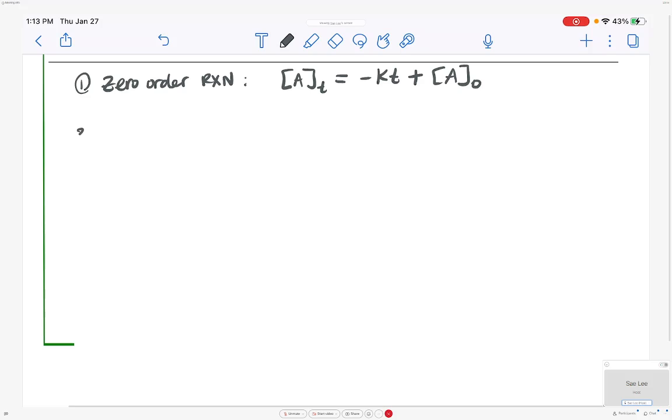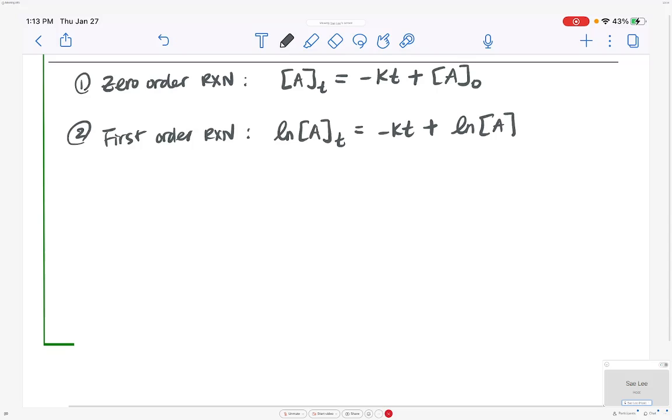And then we learned first order reaction. First order reaction has an equation of natural log of concentration A at some time t equals negative kT plus natural log of initial concentration. First order reaction basically tells us that some reaction rates depend only on one reactant to the first power.